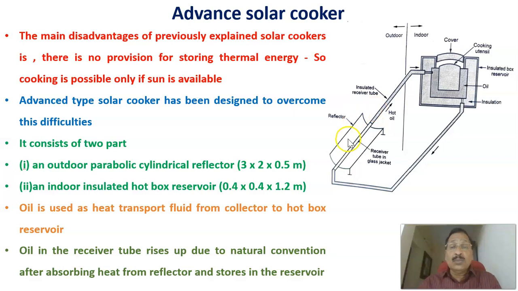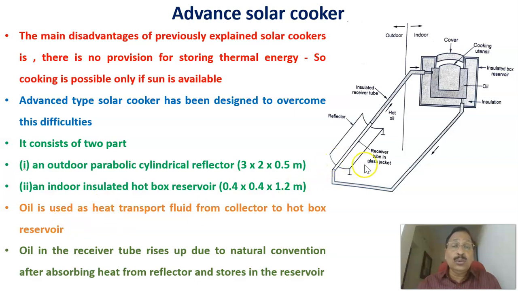To overcome this, it consists of two parts. One is the outdoor part, where there is a cylindrical reflector. This is a cylindrical reflector at the outdoor side. At the indoor side, there is an insulated hot box reservoir. This is the insulated reservoir, and that is the interior.